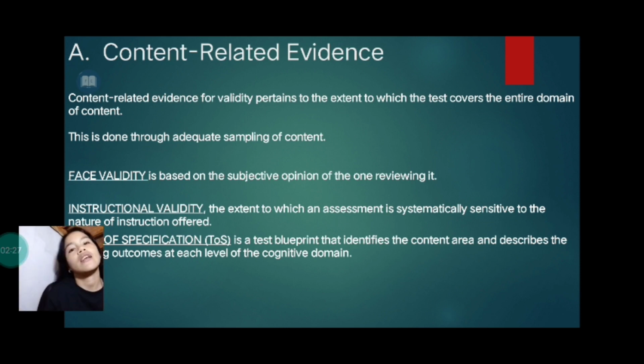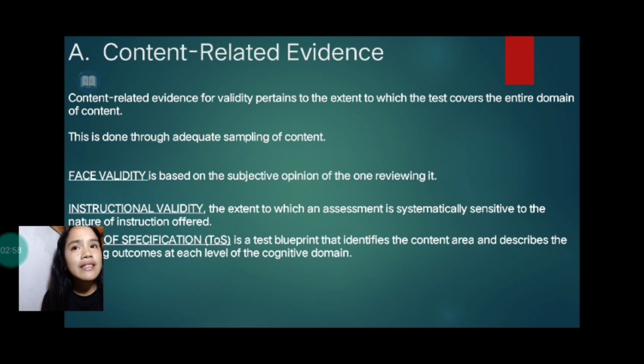Letter A, content related evidence. Content related evidence for validity pertains to the extent to which the test covers the entire domain of the content. This is done through adequate sampling of content.